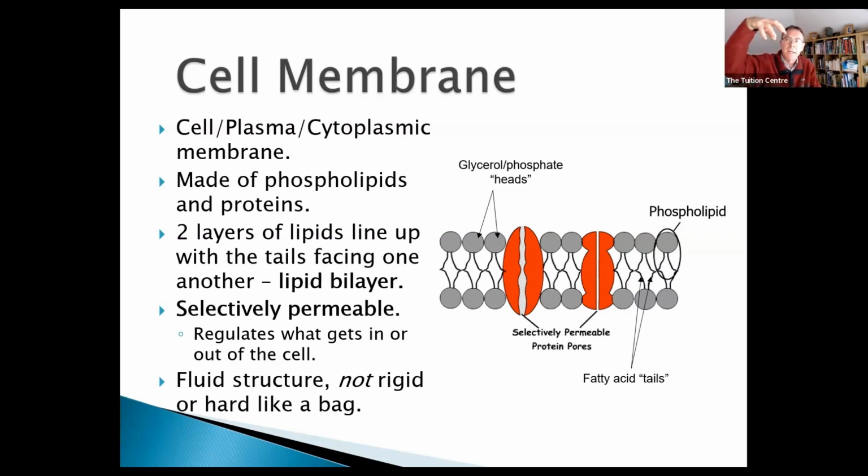Sometimes those proteins cross the whole of the double membrane. Sometimes they're just sitting on the outside or the inside, stuck into the membrane, but sometimes they form channels, what we call protein pores. And these are partly what gives the cell membrane its function. The chief function of the cell membrane is that it regulates or controls what substances can get in and out of the cell.